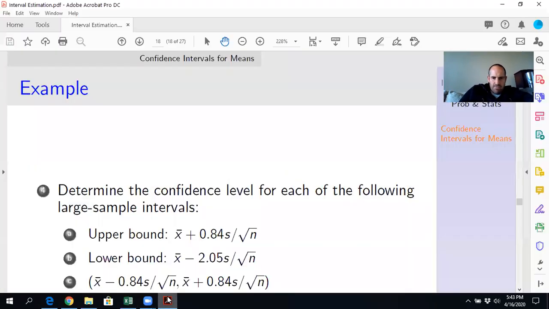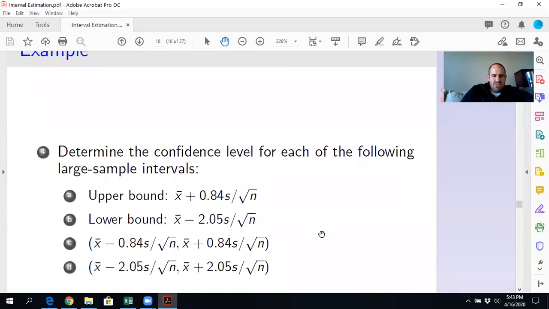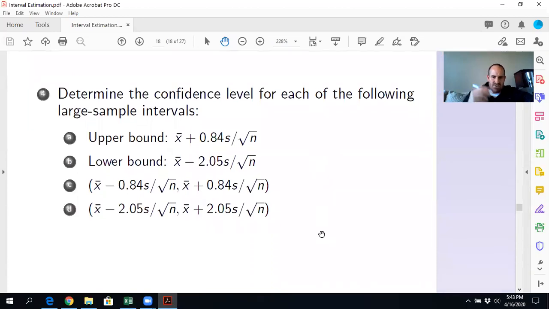Okay, back over here. What else are they asking us for? X minus 2.05 s over the square root of n. So here we're at negative 2.05, and our question is, what's this alpha that's down here, for instance? Well, that's easy enough to figure out.